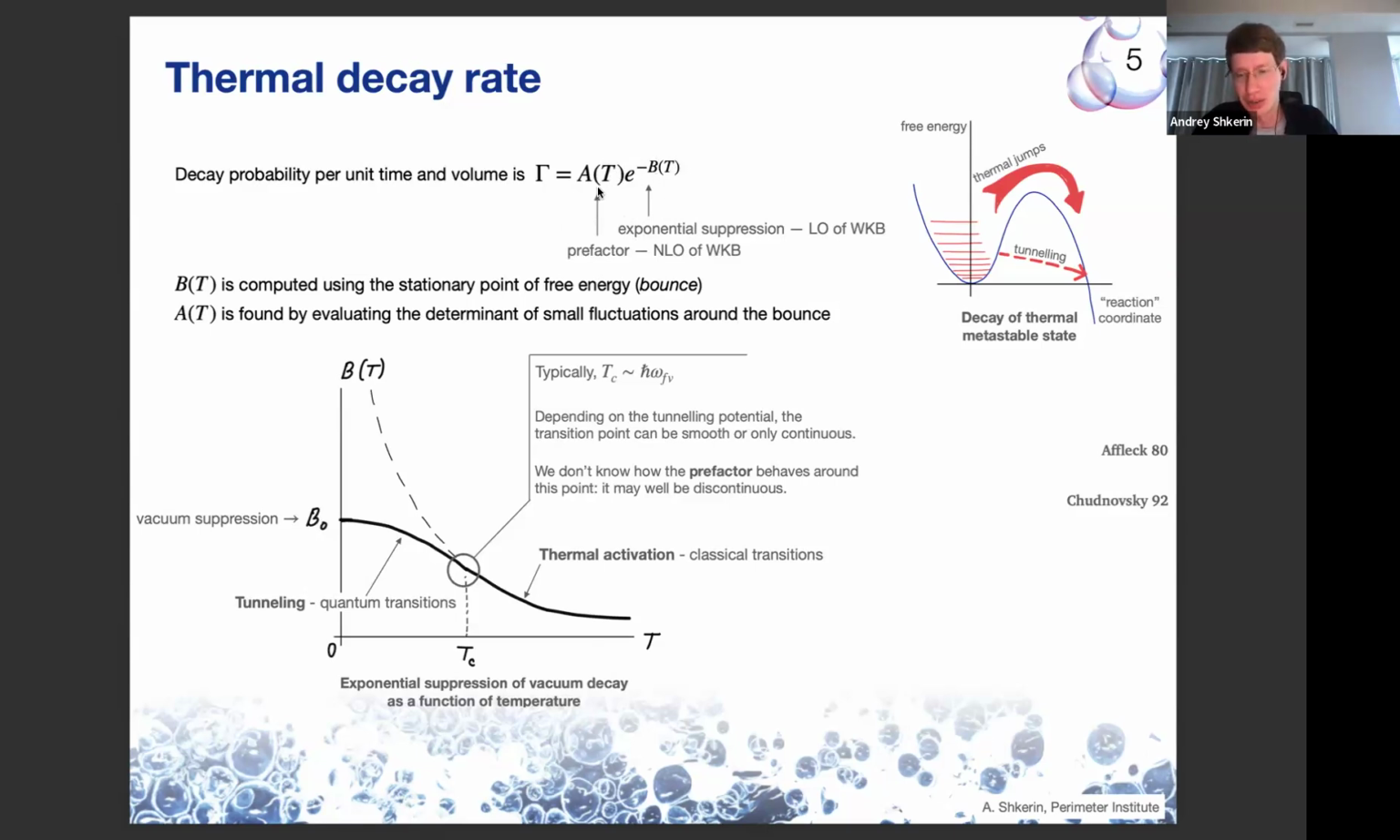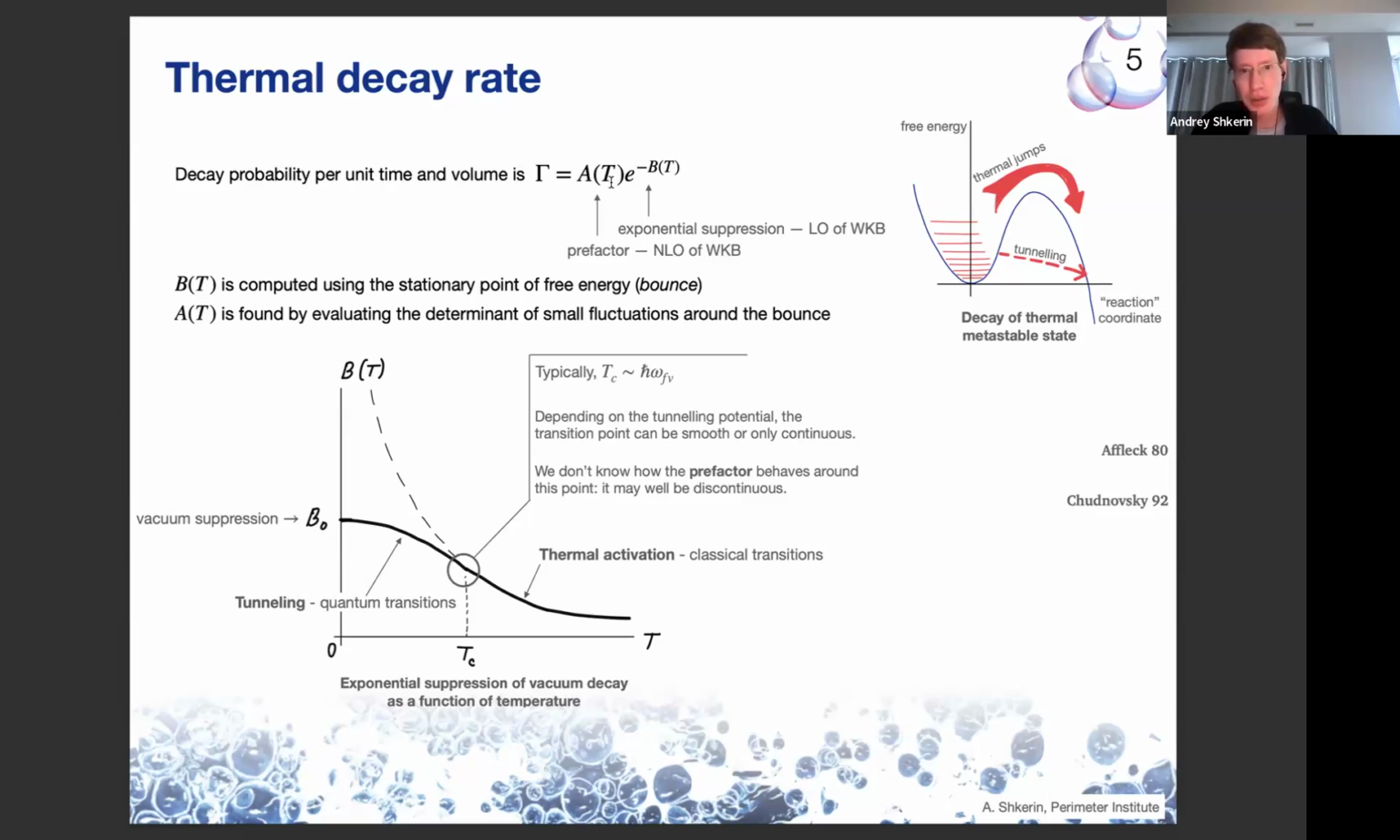But there is also the prefactor, the dimensional prefactor. And it is important to be able to compute this prefactor as well. And this is the next-to-leading order computation in the semi-classical approximation. So the key points about this computation are that the exponential suppression is computed using the stationary point of free energy, or the classical solution of equations of motion, the bounce. And the prefactor typically involves a determinant of small fluctuations computed around this bounce solution.